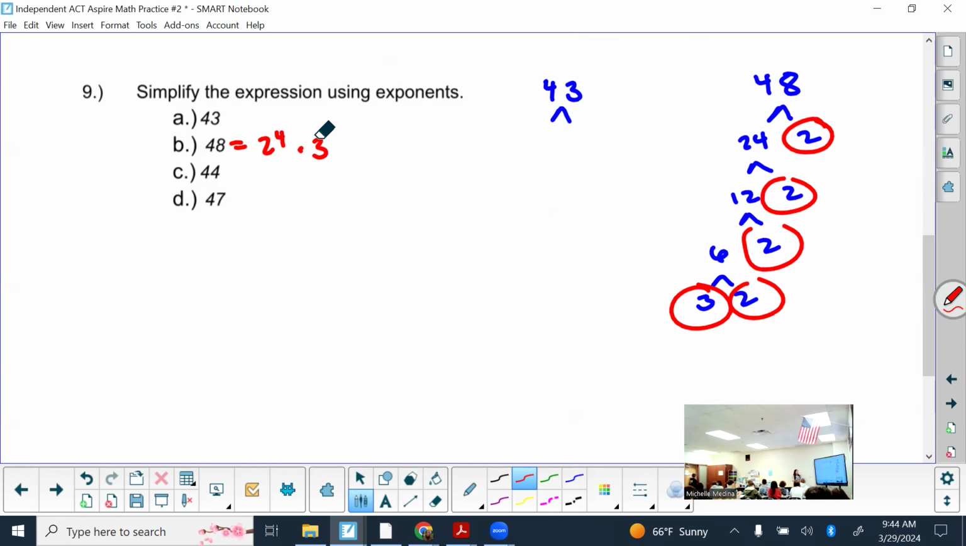Okay, yeah. So 2 to the power of 4 and then times 3. I should be able to put this in my calculator and it still gives me that number, but now it's written with exponents. Does that make sense?